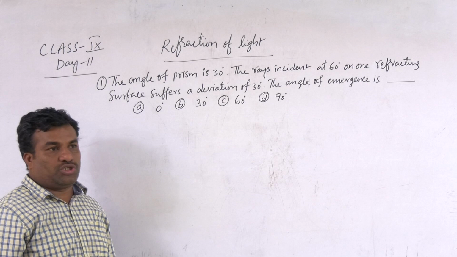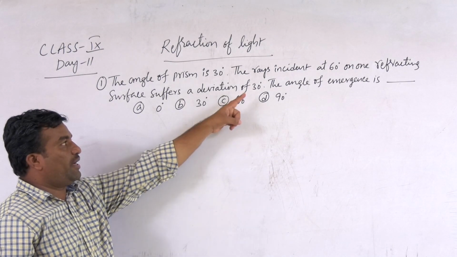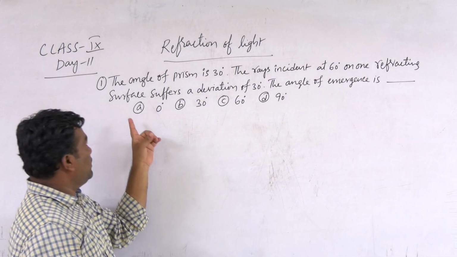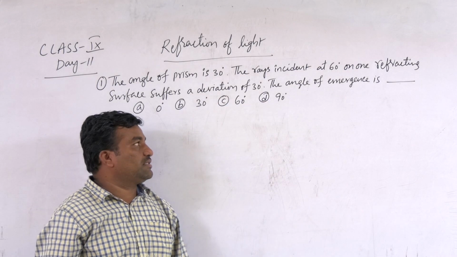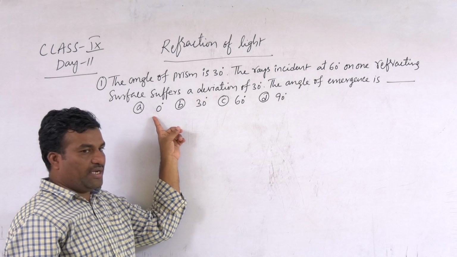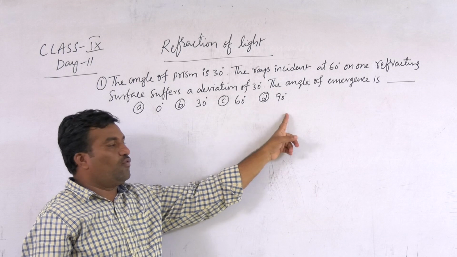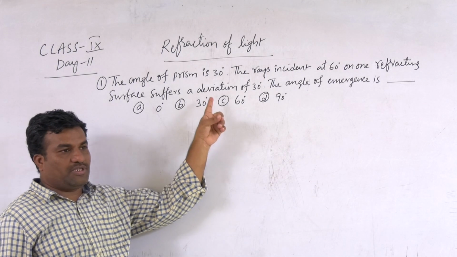Let us go with the question. First question. The angle of prism is 30 degrees. The rays incident at 60 on one refracting surface suffers a deviation of 30 degrees. The angle of emergence is: first option 0 degrees, second option 30 degrees, third option 60 degrees, fourth option 90 degrees. So they are giving the angle of prism.